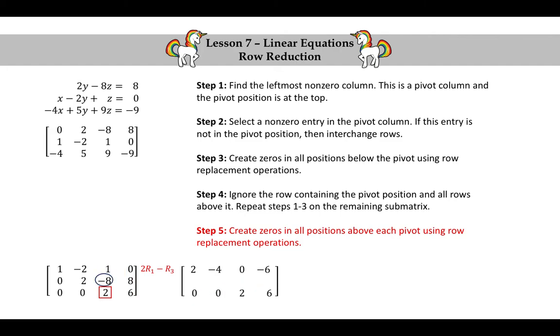Now let's take care of this negative 8. We're changing row 2. Row 3 is the pivot row. We multiply the pivot row by 4 to make them match up at 8 and minus 8, and add to cancel to 0. So our row replacement operation is row 2 plus 4 row 3. Again, column by column, we have 0 plus 4 times 0 is 0. 2 plus 4 times 0 is 2. Negative 8 plus 4 times 2 is negative 8 plus 8, which is 0. And 8 plus 4 times 6 is 8 plus 24, which is 32.